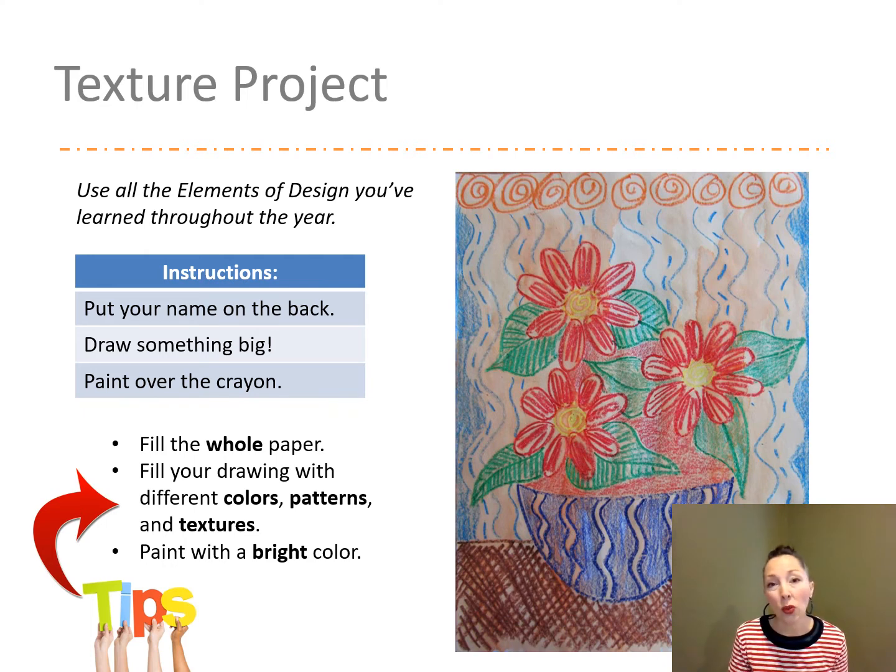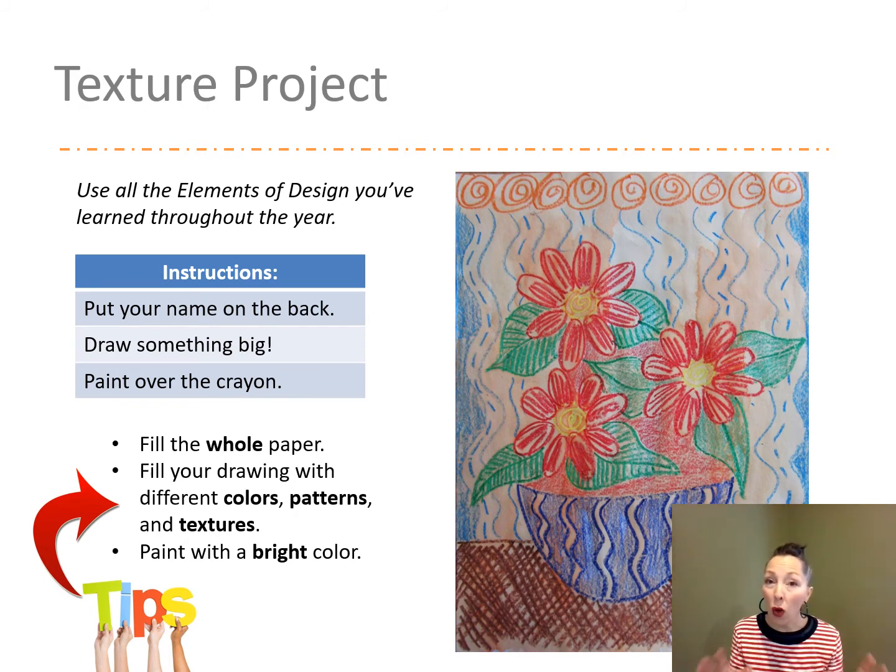Regardless of what you choose to do, regardless of what they draw, there are some things that we want to make sure that they understand to do. Number one is put their name on the back, on the smooth side of the watercolor paper. We want them to draw something big, something that takes up the whole page. They can put a border around the page, whatever it is. So we want them to draw something big, and it's got to fill that whole paper. And you see the tips that are at the bottom there.